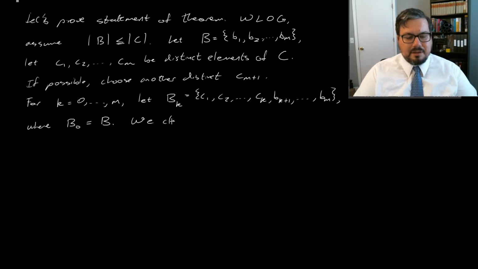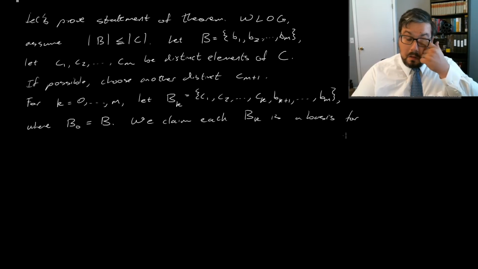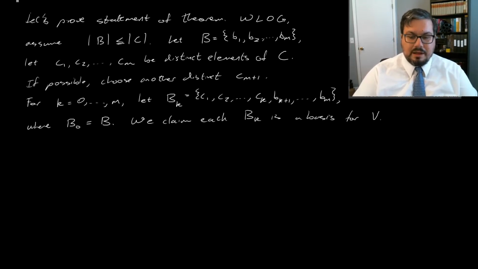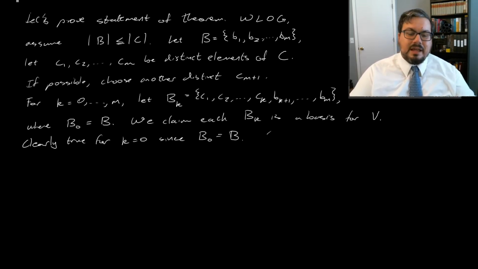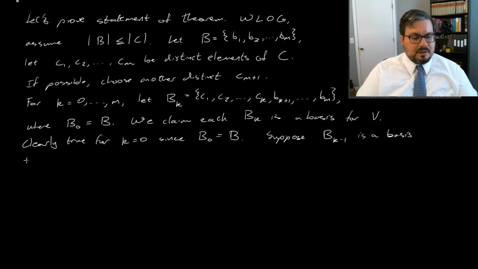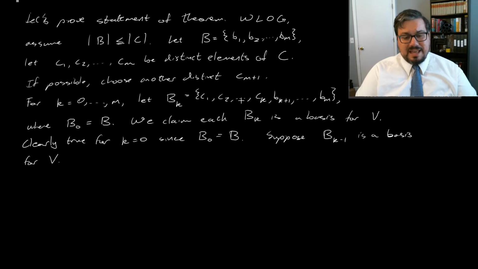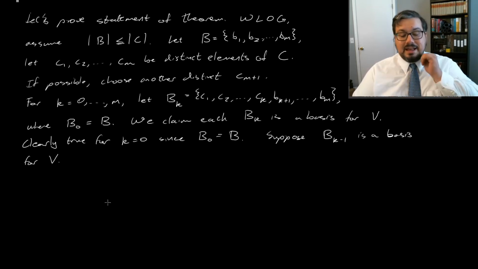All right. So we claim each Bk is a basis for V, and we're going to prove this by induction on k. So this is clearly true for k equals 0, since B0 is equal to B, which is a basis by hypothesis. So now, let's suppose that B(k-1) is a basis for V. Now, B(k-1) involves C's up to the k. It has the first k minus 1 C's, and then it has the remainder of the elements in it being B's.